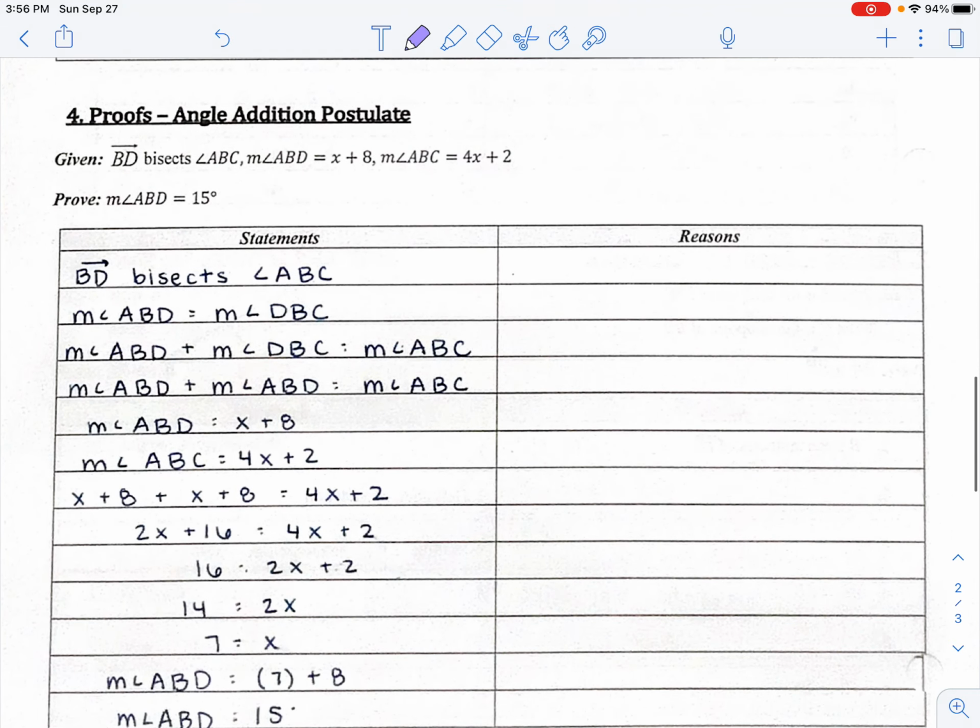All right, last one here. It says angle addition postulate. This is very similar to the segment addition postulate. We're going to be seeing this a lot. So when we take two angles, we add them up to equal the whole big angle.